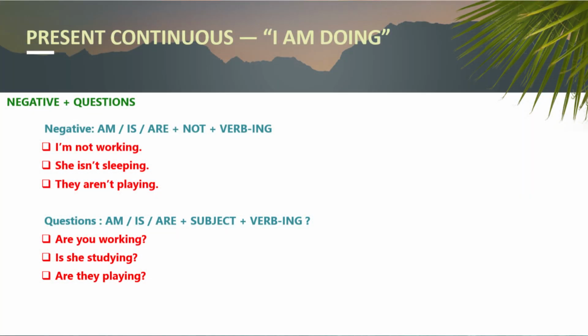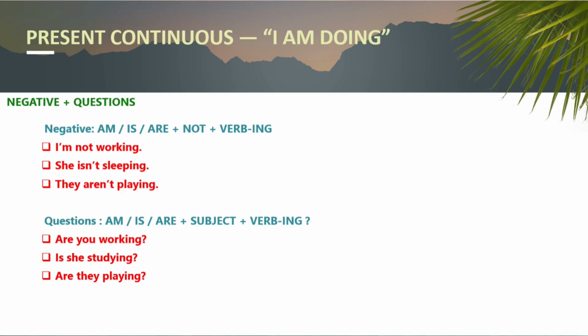Now let's learn how to make negative sentences and questions. Making a negative sentence is very easy. We simply put "not" after am, is, or are. For example, "I am not working," "she is not sleeping," and "they are not playing." In everyday English, we usually use the shorter forms. "I'm not working," "she isn't sleeping," and "they aren't playing."